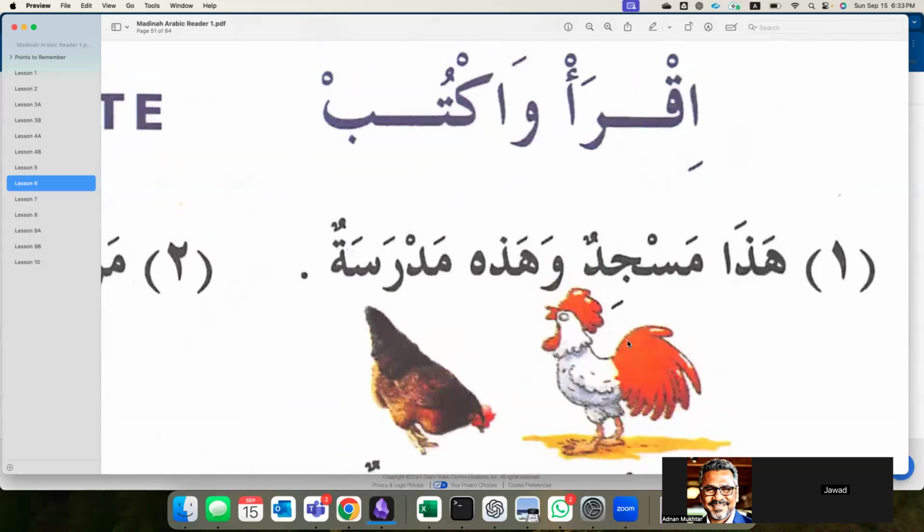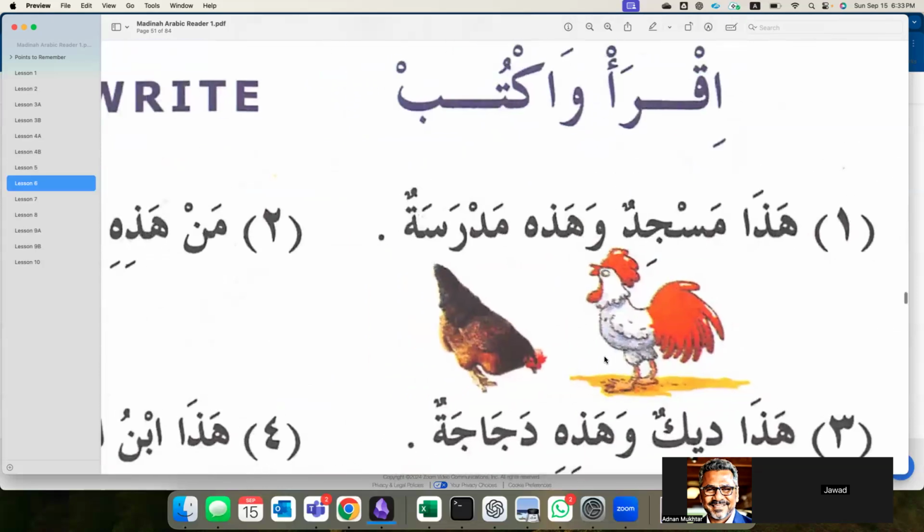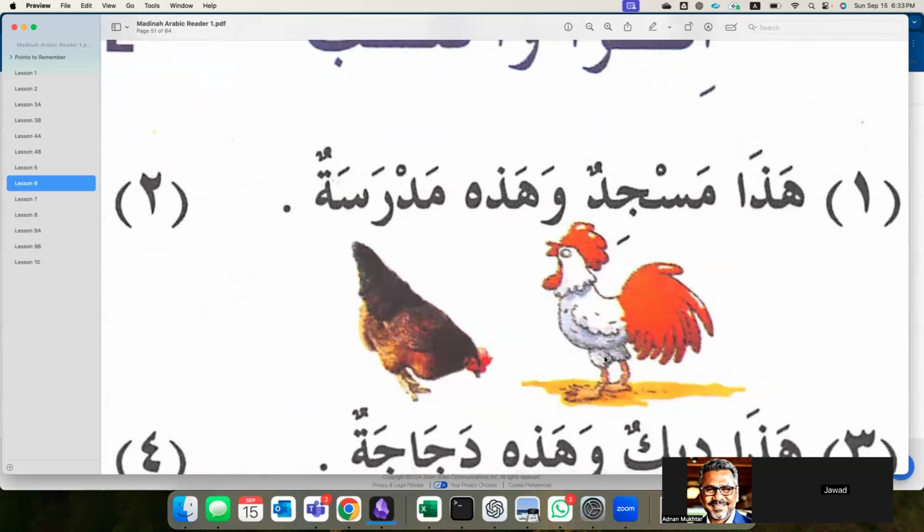Now it's exercise time, inshallah. Iqra waktub. Just read and tell me what it means. هذا مسجد وهذه مدرسة. Madrasa is feminine because it ends with ta marbuta. Masjid is masculine, so that's why you say هذا masjid. That's what you need to notice. هذا مسجد وهذه مدرسة. Right? And this is a school. Great.